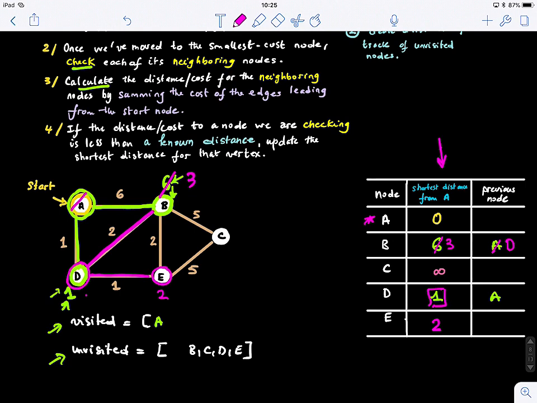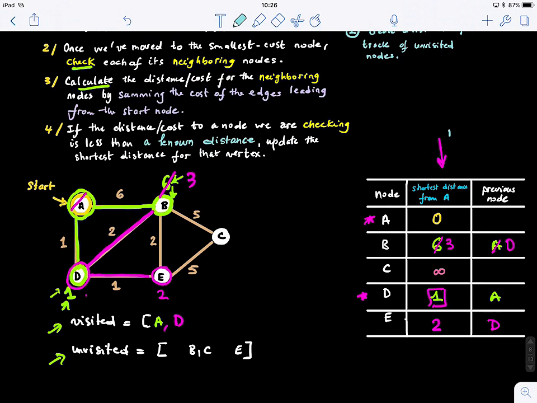Okay, now D, I have visited all its neighbors and updated their values, checked at least their values. Okay, so D is now visited. So I pop it up. And then I go to the next. How do I choose the next? What is the rule, guys? The rule is I need to basically look at the smallest value.